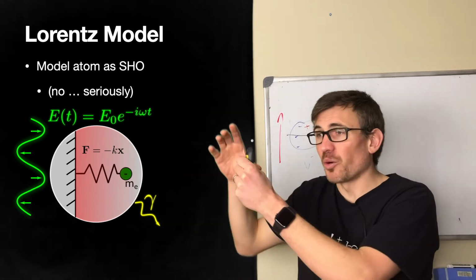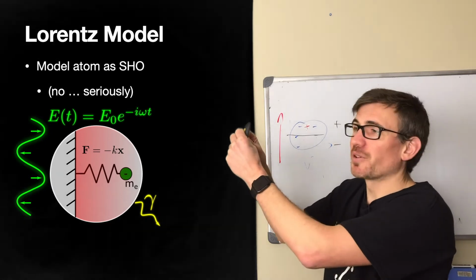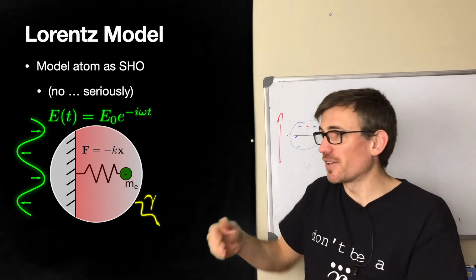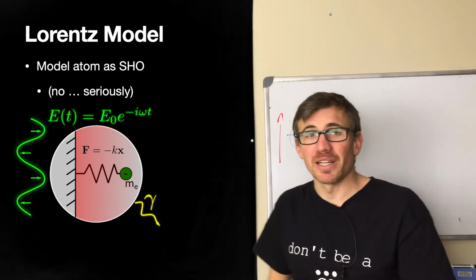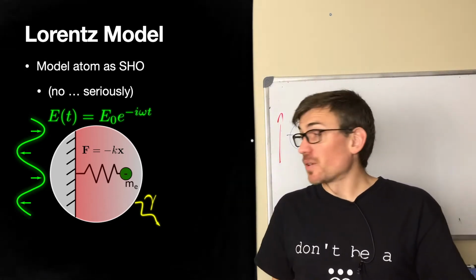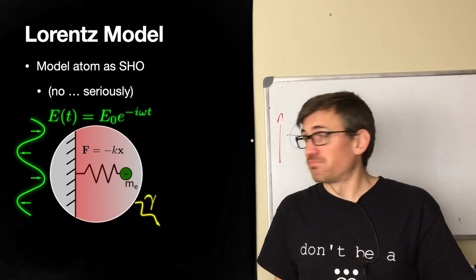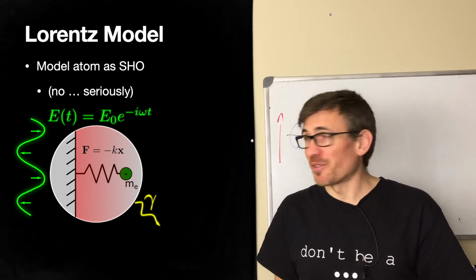The harmonic force is due to the Coulomb force from these separated charges. The driving is the electric field, and the damping is the energy lost to radiation. And this is called the Lorentz Model. So let's just write down the classical mechanics, Newton's equations for this system here.